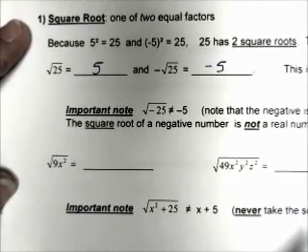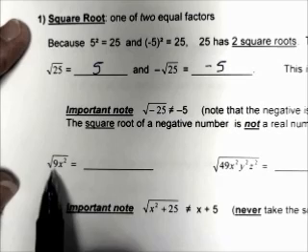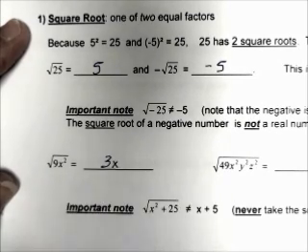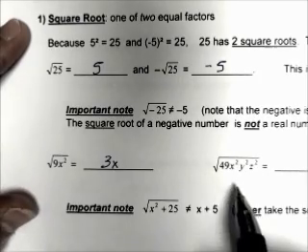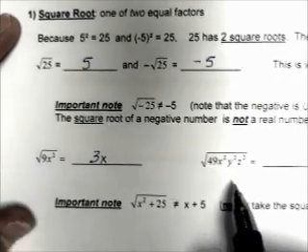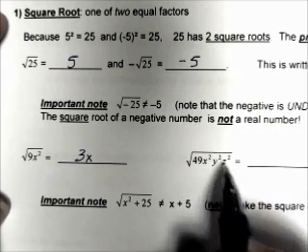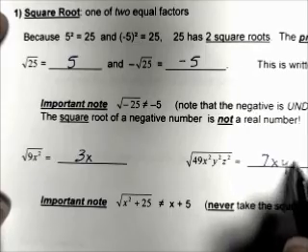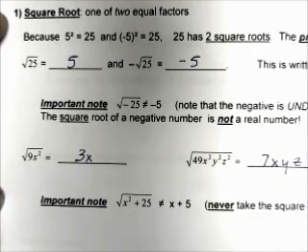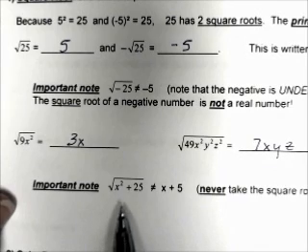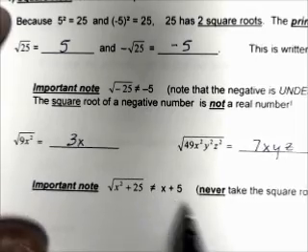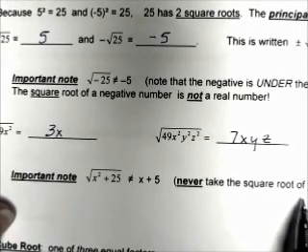The square root of 9x squared: each is a perfect square, so the square root of 9 is 3, and the square root of x squared is x, so the square root of 9x squared is 3x. The square root of 49x squared y squared z squared: each is a perfect square, so the square root is 7xyz. It's important to note that the square root of a binomial, the square root of x squared plus 25, does not equal x plus 5. You never take the square root of terms.